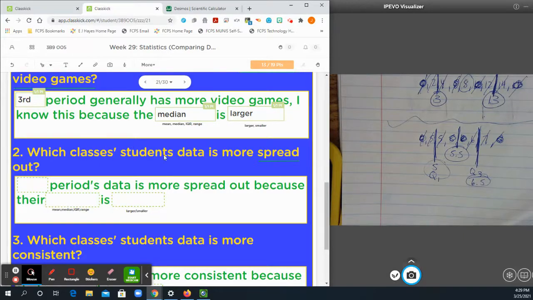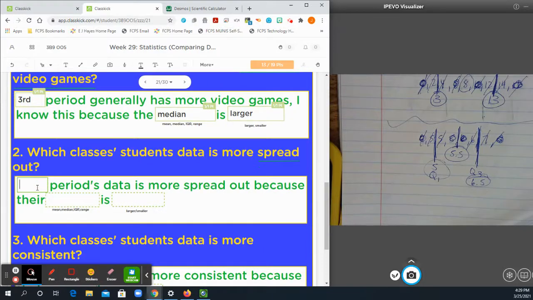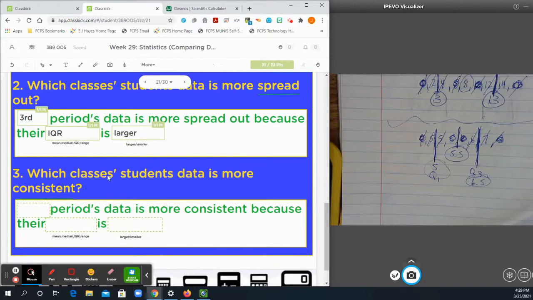All right, number 2, which classes students' data is more spread out? We kind of talked about that. If we look at this one, we know third period is more spread out, but we know it because IQR and range as well. That is a measure of how spread out the data set is. So I would say third again. Third is more spread out. And that's because their range or IQR, I'm going to go with IQR. Let's see if it's programmed that way. Their IQR is larger, which means it's more spread out. Number 3, it says which classes students' data is more consistent.